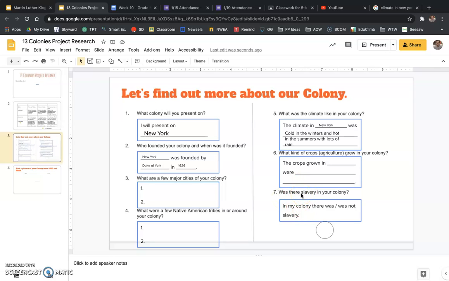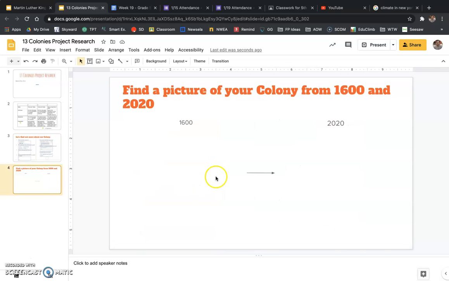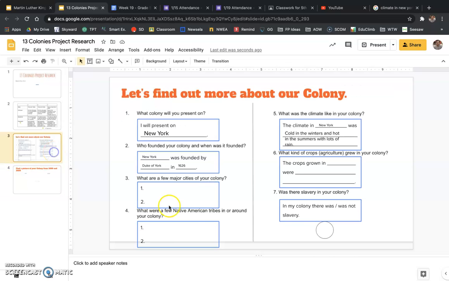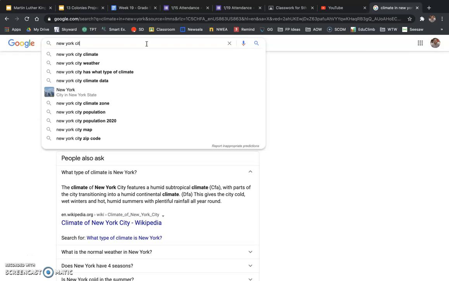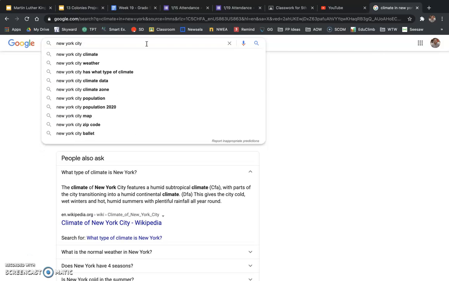Okay, now the last thing that I want you to do, kind of a fun thing, you're going to find two pictures. You're going to find a picture of what your colony looked like in 1600 and then in 2020. All right, so what I want you to do is think about one of the cities that you chose. Okay, so like for me, one of the cities that I would have chosen is New York City. Okay, that's one of the cities in my colony, and I want to say New York City in 1600.